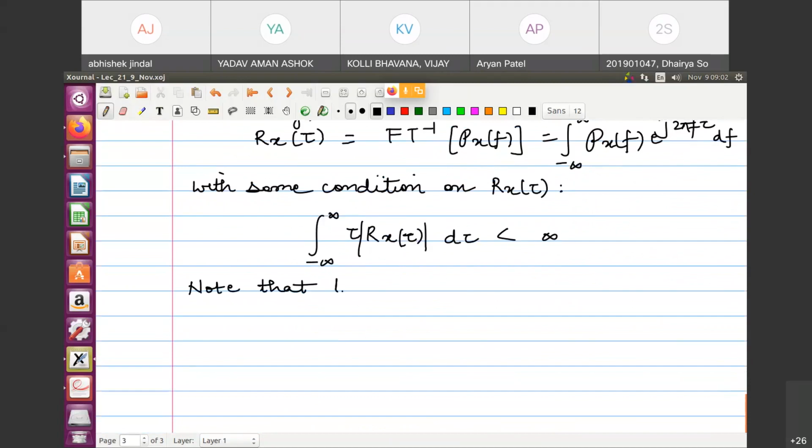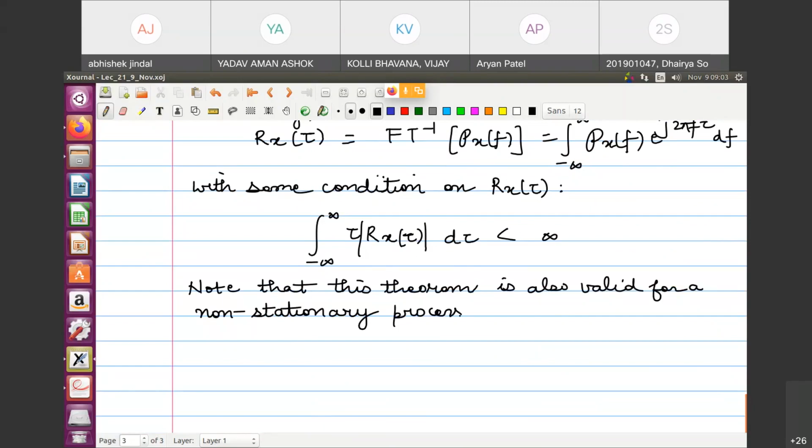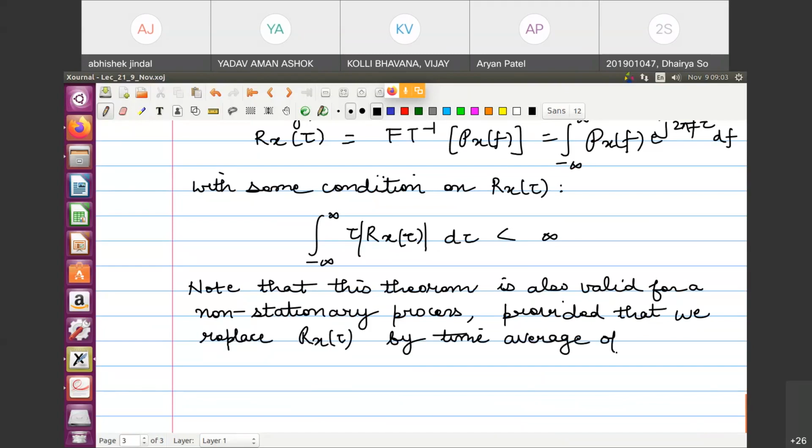Note that this theorem is also valid for a non-stationary process, provided that we replace Rx tau by the time average of Rx. So you have to obtain the autocorrelation function and we replace it by the time average. Then this theorem will also apply to non-stationary processes.